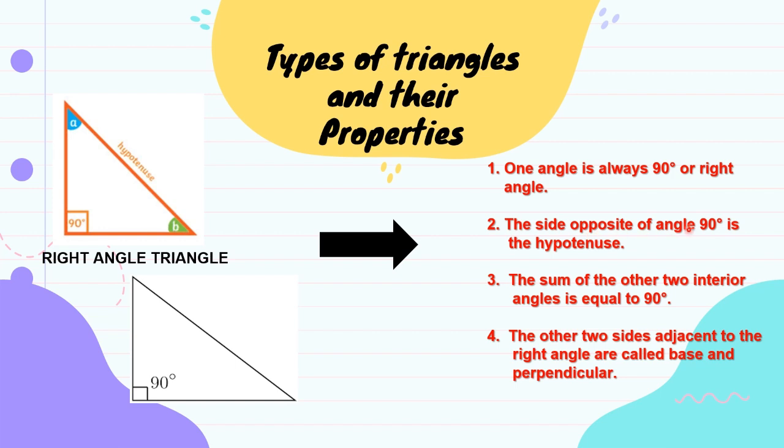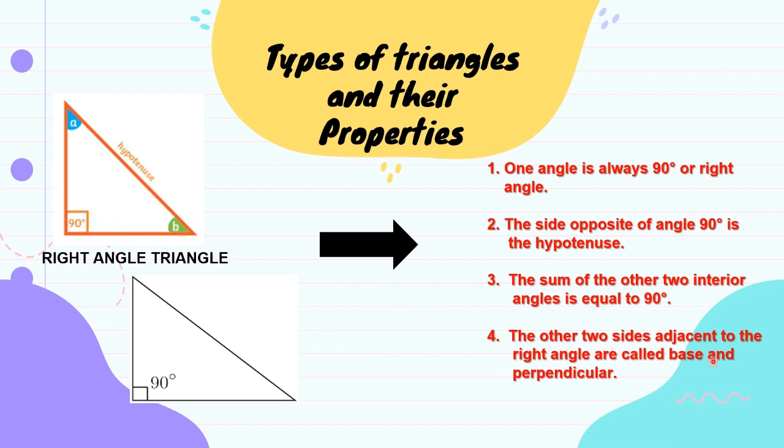2, the side opposite the angle of 90 degrees is the hypotenuse. This side, which is always the longest side, is always called the hypotenuse. 3, the sum of the other two interior angles is equal to 90 degrees. Look at angle A and angle B. If you add the two angles together, they must give you 90 degrees.